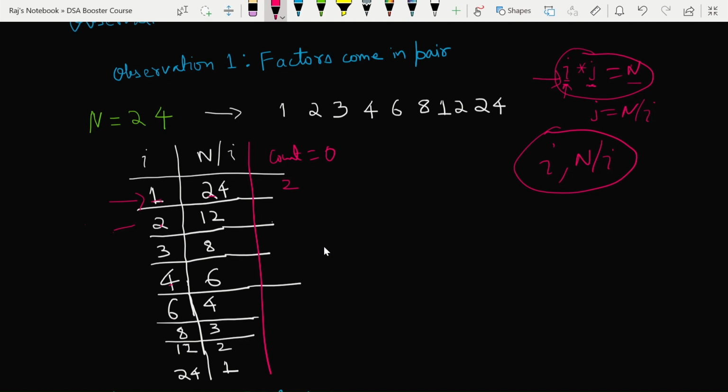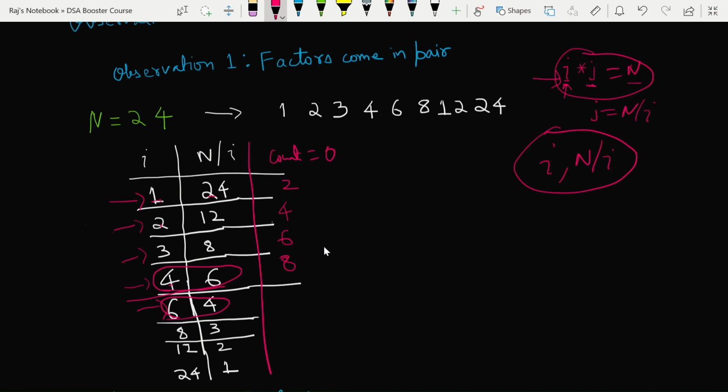Again, when we go to 2, we know that the other factor is 12. So we need to increment the count by 2. It's 4. Similarly for 3, the other factor is 8, which comes in a pair with 3, and we increment by 2. It's 6. Similarly for 4, we increment by 2 and it becomes 8. But now, as you can see, the factors have begun to repeat. 4 and 6, we have considered it, and now it's 6 and 4, the same pair of factors. So this is the point where we need to stop.